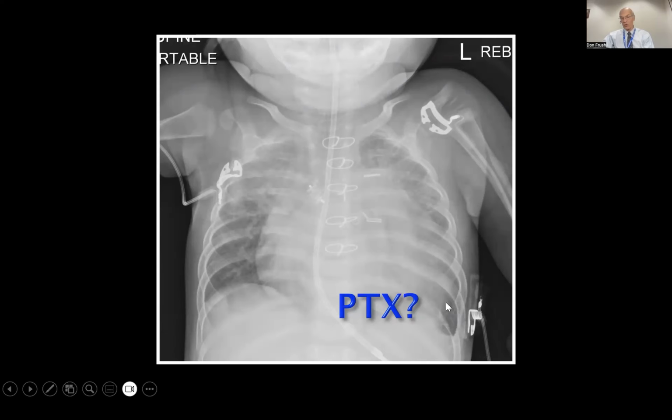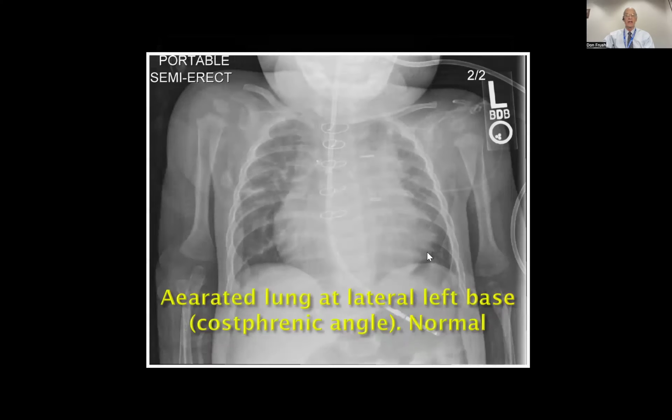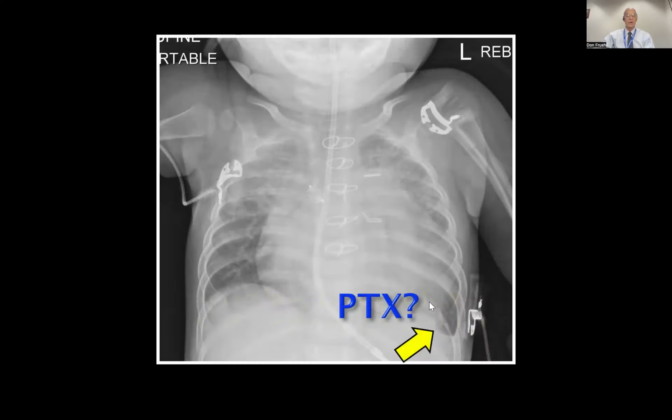It's kind of more lucent in here at the left costophrenic sulcus. And this is a classic fooler of a pneumothorax. It's just aerated lung. And here's a film taken later. It's just the heart margin here, the chest wall here, and the hemidiaphragm. So it looks like a pneumothorax, but it's actually fairly symmetric with the other side. Let me go back to this here. So don't mistake this for a pneumothorax.